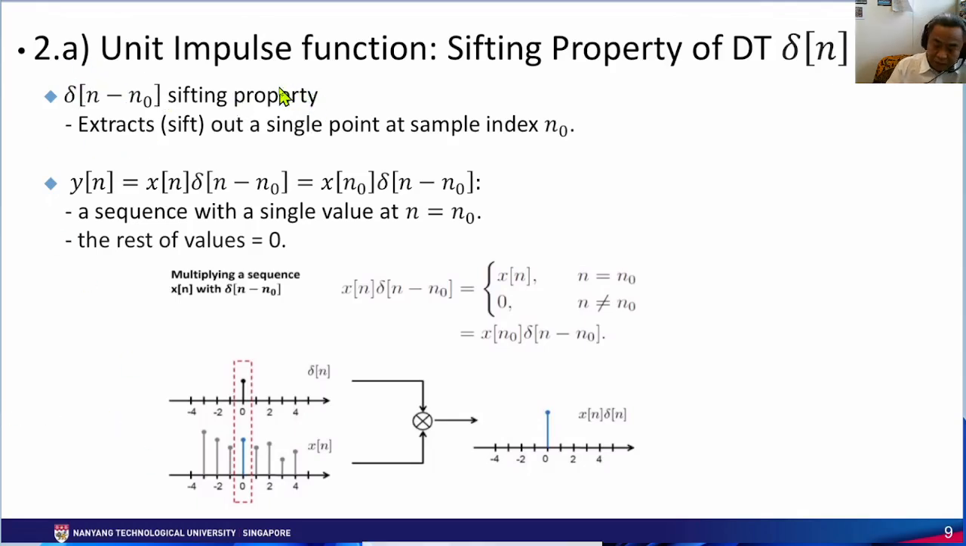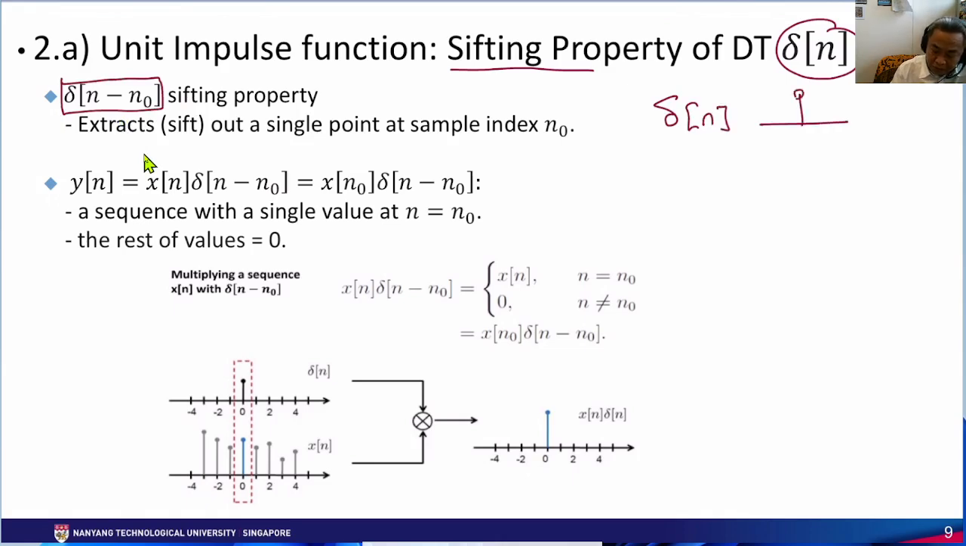In this page, we discuss the shifting property of the Kronecker delta. What does delta n minus n naught mean? Well, here we know that basically it is only 1 at time 0. Delta n minus n naught means that at time n naught, we have 1, and everything else is 0.